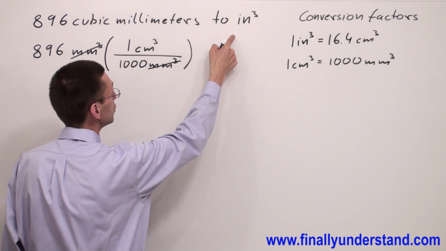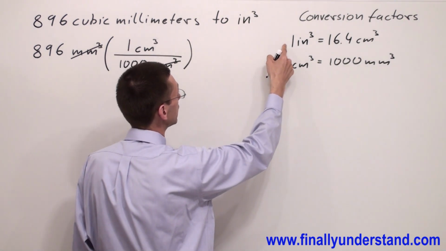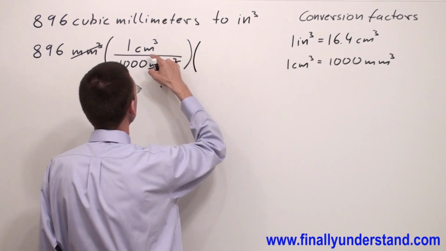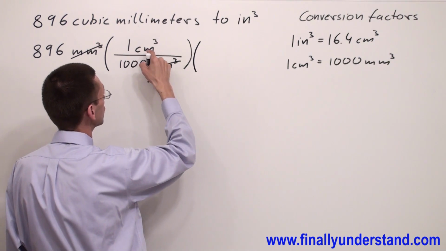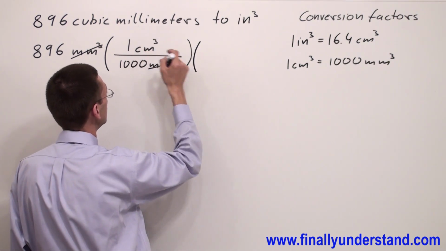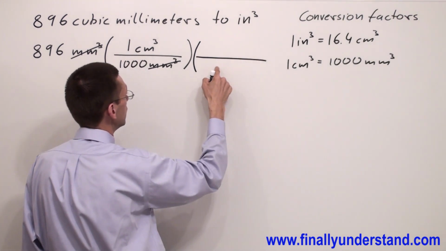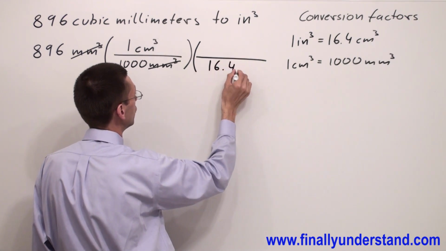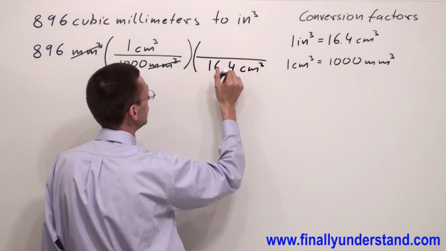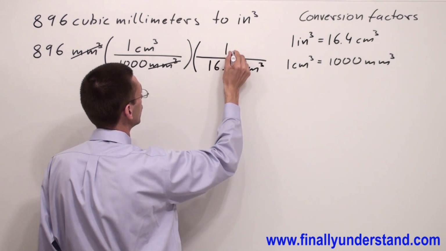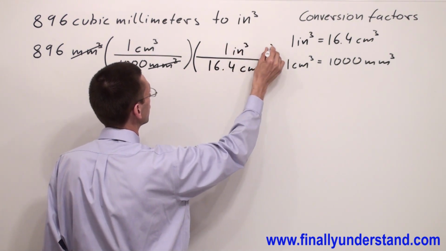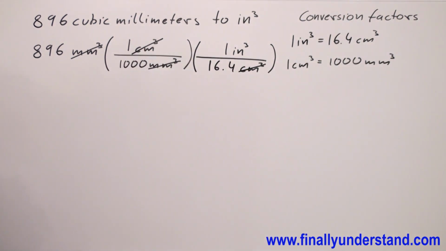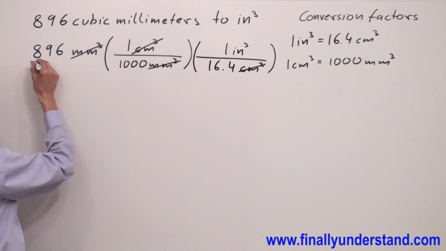But I'm not looking for cubic centimeters. I'm looking for cubic inches. That's why I'm going to use the second given conversion factor. And again, I want to eliminate the cubic centimeters from the numerator. So in order to eliminate cubic centimeters from the numerator, you have to have the cubic centimeters in the denominator of this fraction, which is 16.4 cubic centimeters, and I have 1 cubic inch in the numerator.